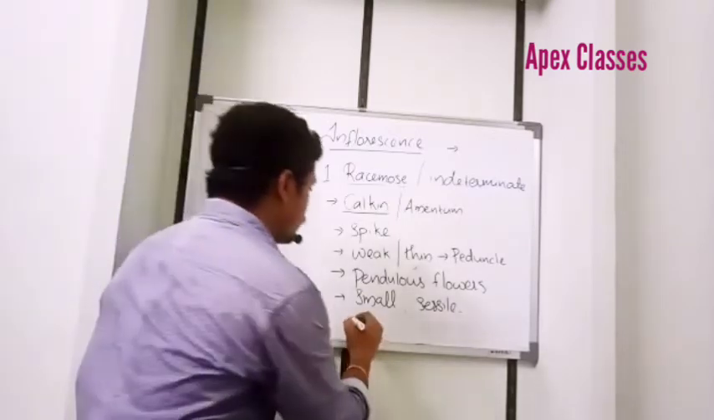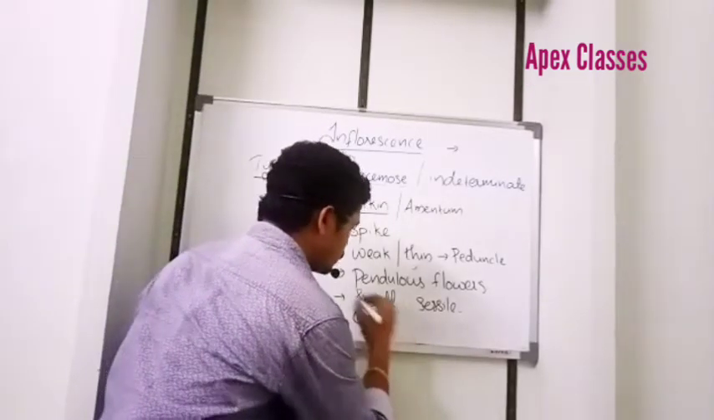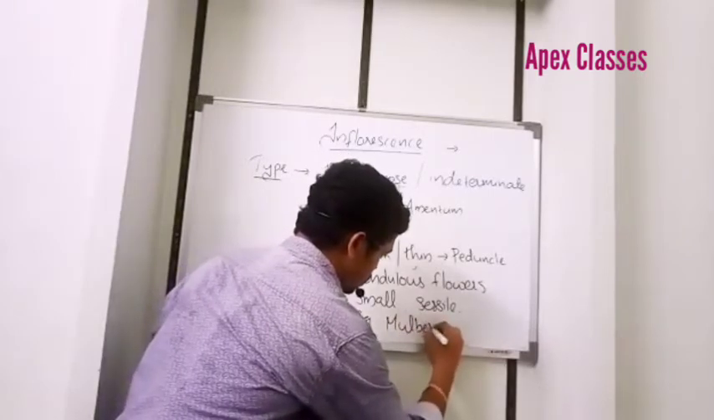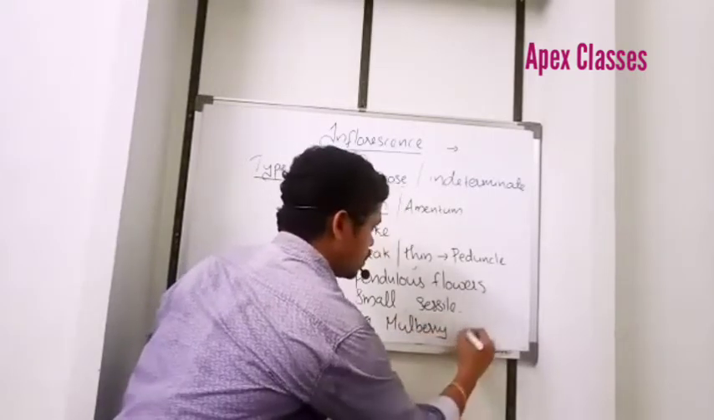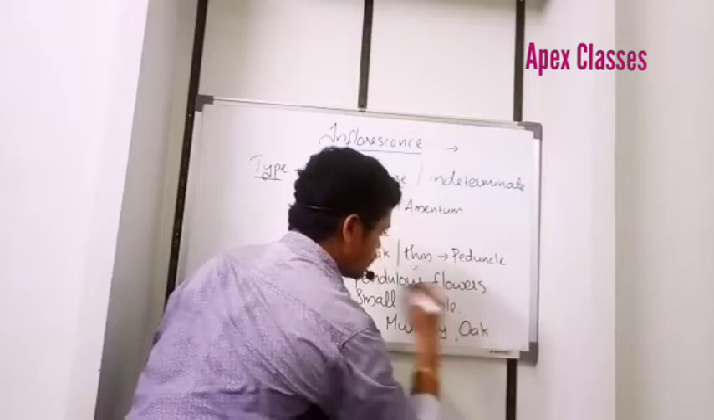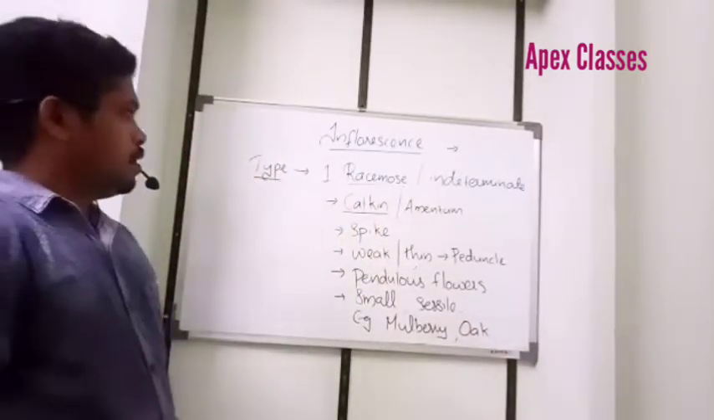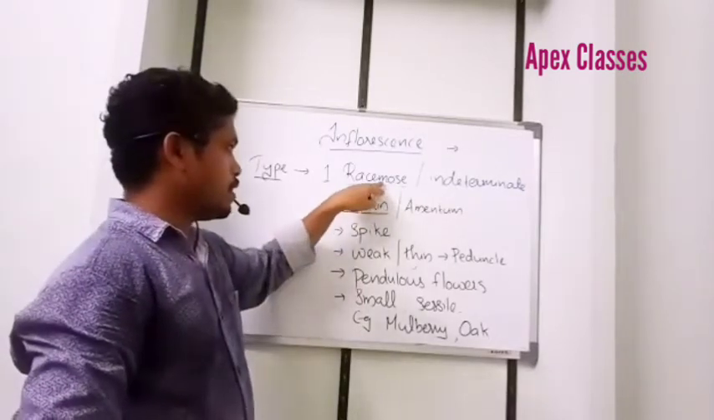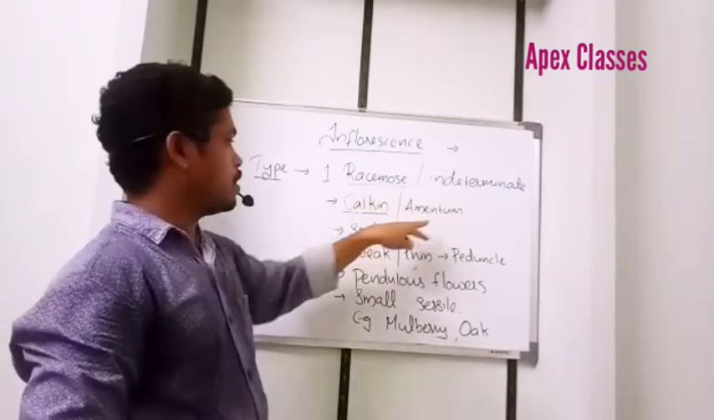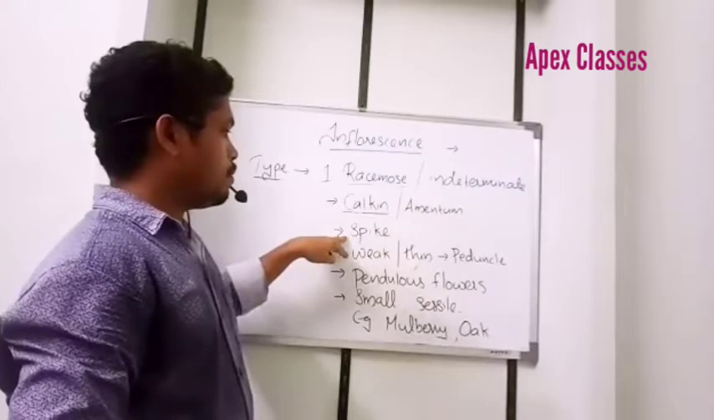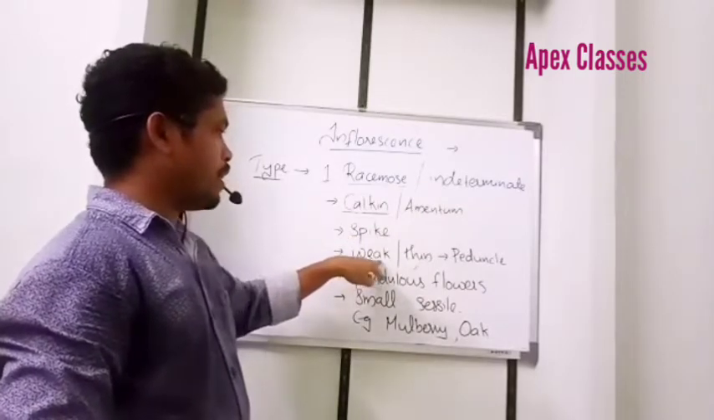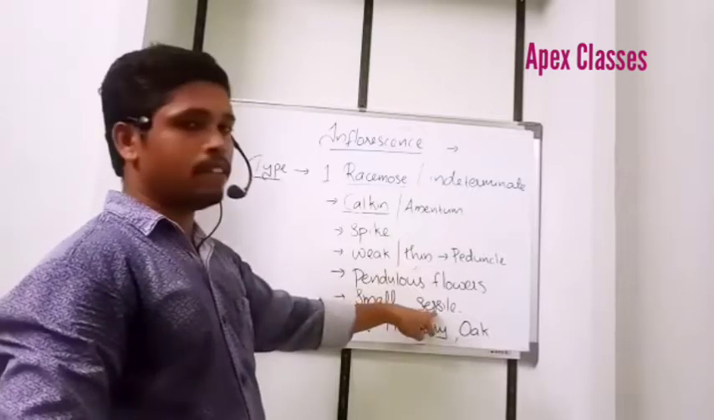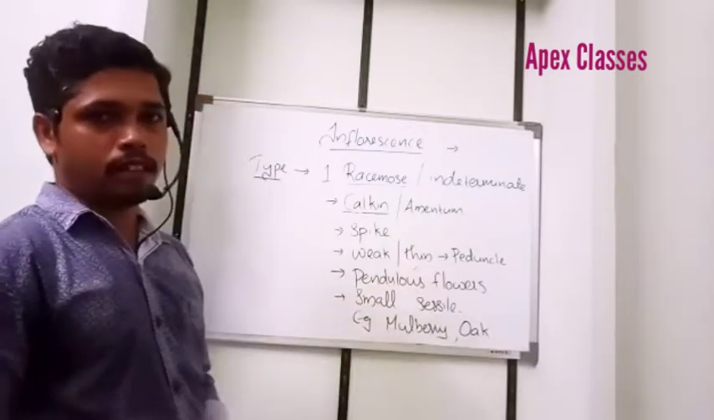Example for catkin inflorescence: mulberry, oak, etc. This is the fourth type of racemose inflorescence, also known as amentum. Here, the peduncle is weak and thin. Flowers are pendulous, small and sessile. Example, mulberry and oak.